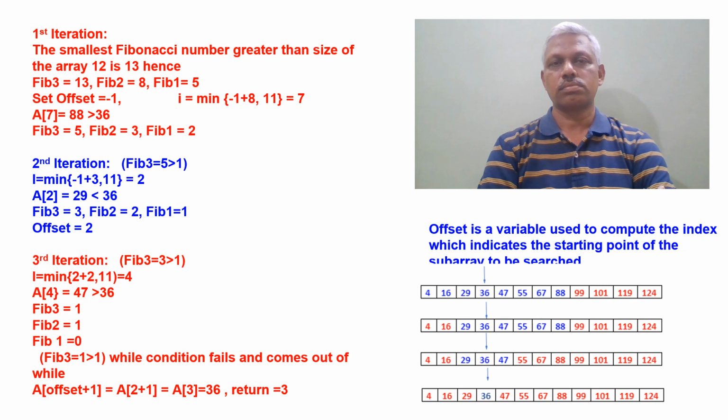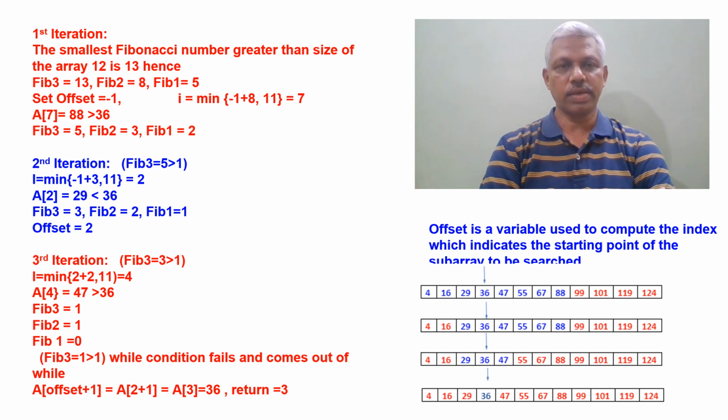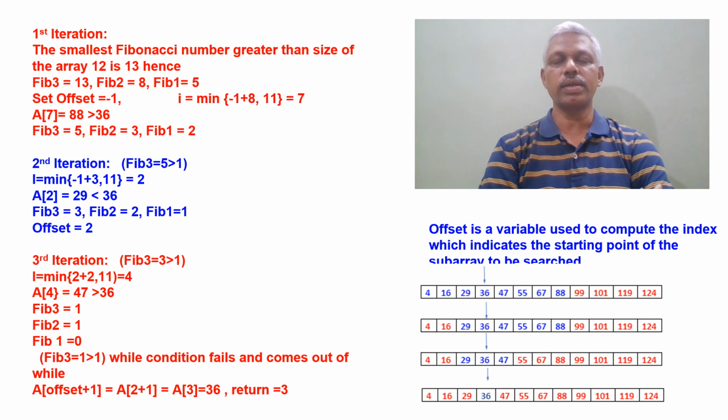Then I value is 7. It becomes the new split point. So we compare the value at A of 7, which is 88. Incidentally, 88 is greater than 36, so 36 lies to the left of 88. Now we need to concentrate only on the left side of 88. That is the first breaking of the subarray.